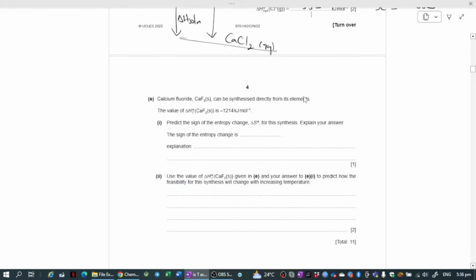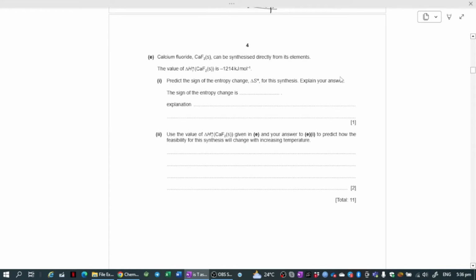Part E tells us that calcium fluoride can be synthesized directly from its elements. The value of the enthalpy change of formation of calcium fluoride is negative 1214 kilojoules per mole. Predict the sign of the entropy change for this synthesis. Explain your answer. So they say calcium fluoride can be synthesized directly from its elements. So it means we are taking calcium solid and fluorine gas and forming calcium fluoride, which is a solid.